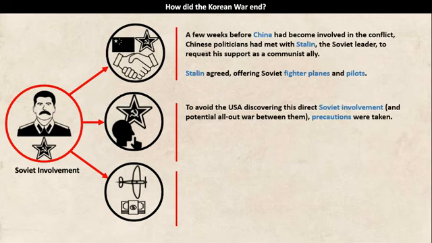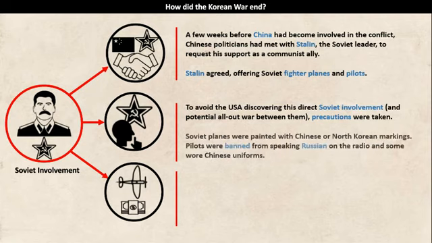This was a way of avoiding the US discovering this new direct form of Soviet involvement in the war, which could potentially lead to all-out war between the two. Stalin ordered for precautions to be taken to keep this secret. Some examples of these precautions include Soviet planes being painted with Chinese or North Korean markings, and also pilots being banned from speaking Russian on the radio. And in some cases, some even wore Chinese uniforms.